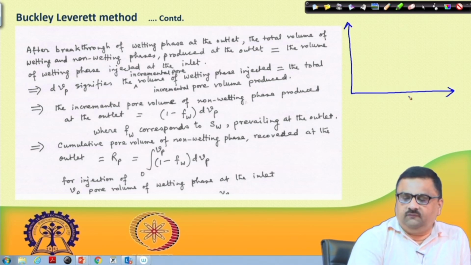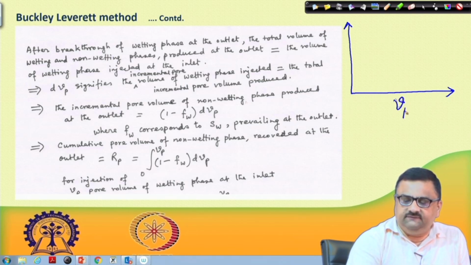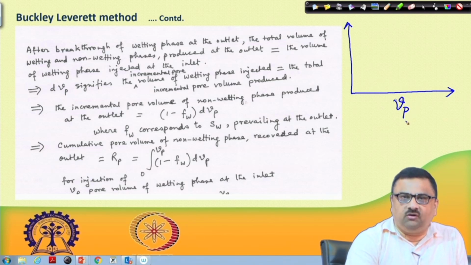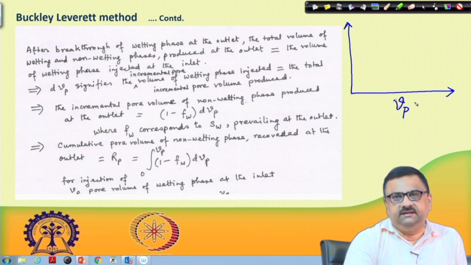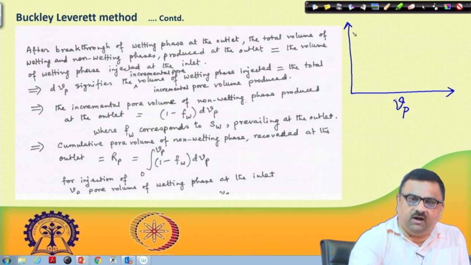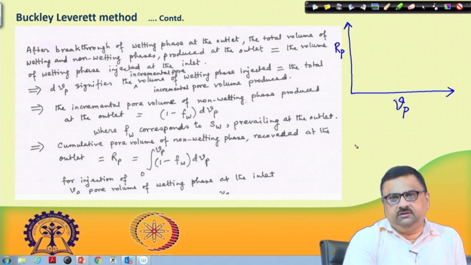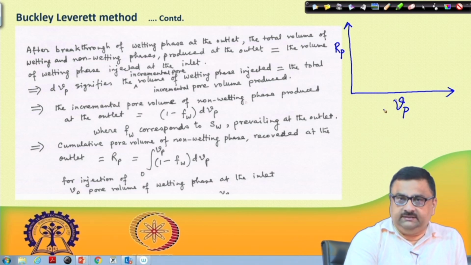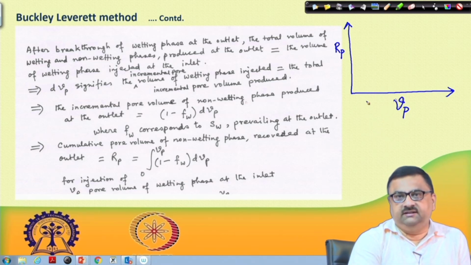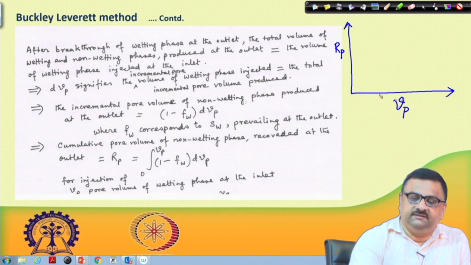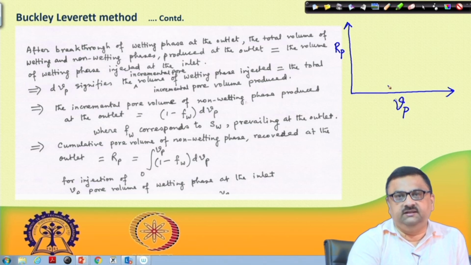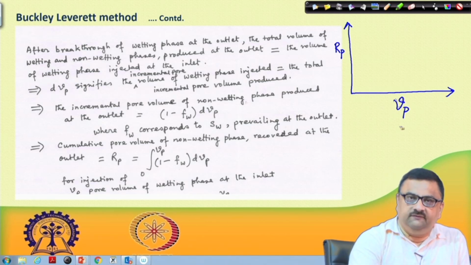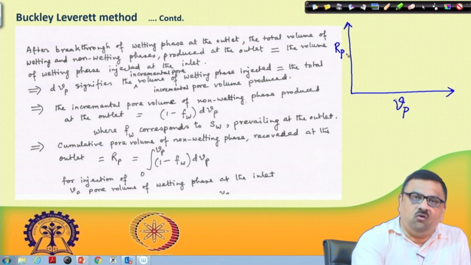On the x axis we can now start writing Vp, that is the pore volumes of injected fluid, which we know in this case is water. So, Vp is the pore volumes of water injected into this porous medium, and on the y axis we write Rp, the cumulative. Note that this is not a flow rate, this is a cumulative value. So, it is continuously increasing with time. At any time, this much pore volume has been injected over this time period t. So, this is a cumulative Vp, and the cumulative oil produced we now call Rp.